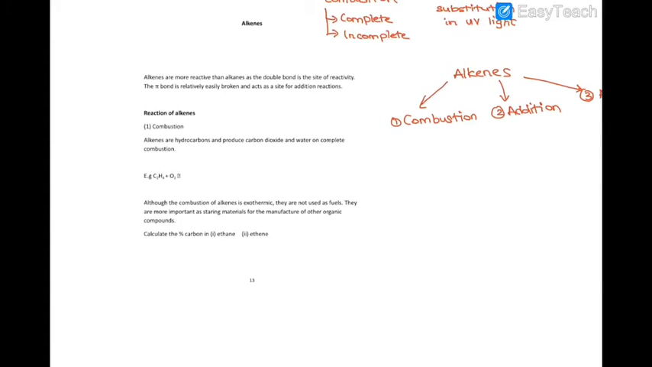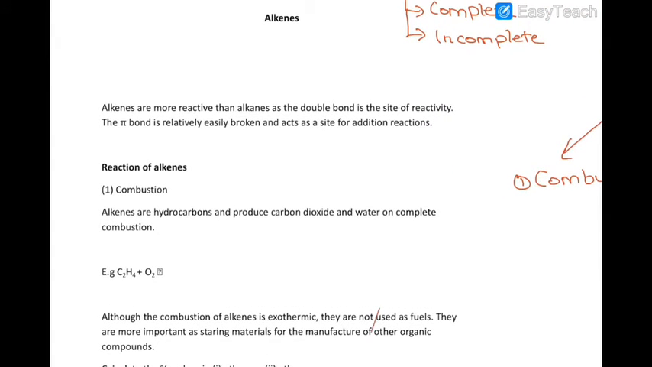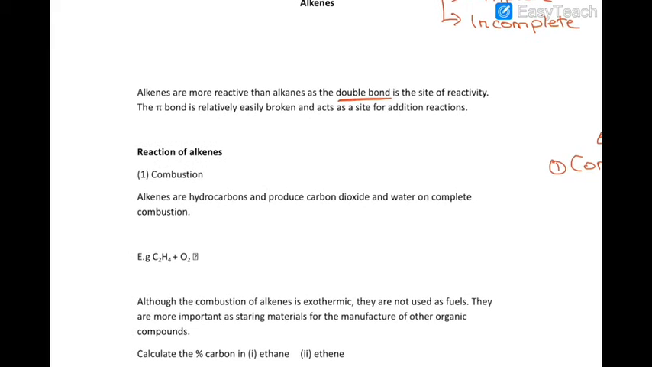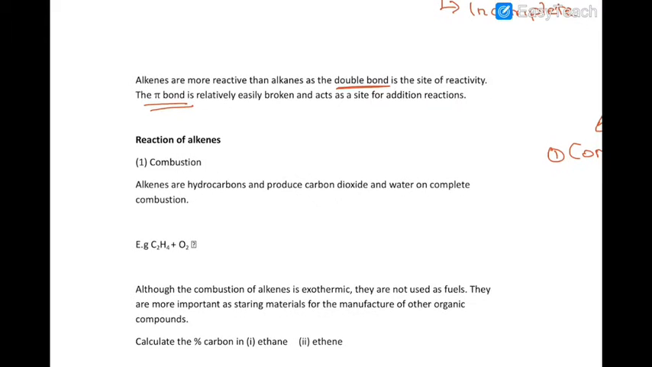Now, alkenes are generally more reactive than alkanes because the double bond is going to be acting as a site of reactivity, and that pi bond is relatively easily broken, and this is where addition reaction takes place, and that pi bond is a region of negative charge.